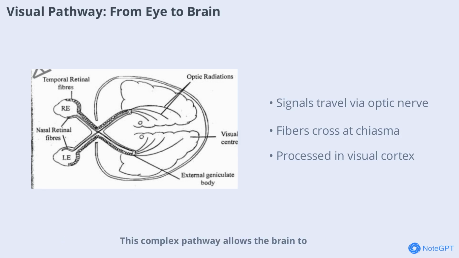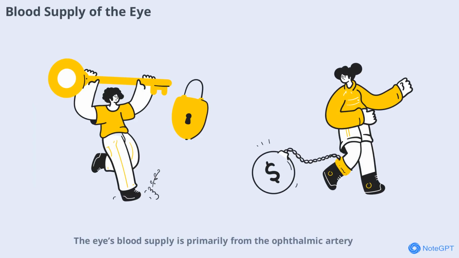This complex pathway allows the brain to integrate and interpret visual information from both eyes. The eye's blood supply is primarily from the ophthalmic artery, a branch of the internal carotid artery. Key branches include the central retinal artery, short and long posterior ciliary arteries, and anterior ciliary arteries. The venous drainage is via the central retinal vein, vortex veins, and anterior ciliary veins.